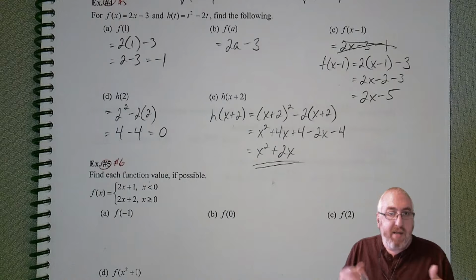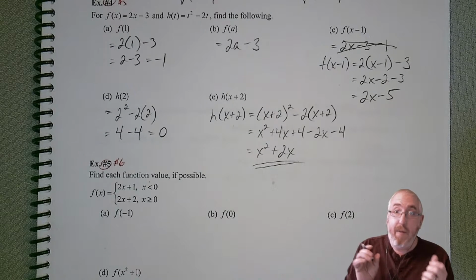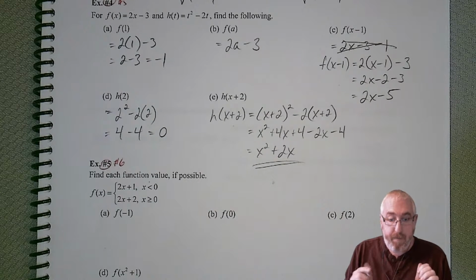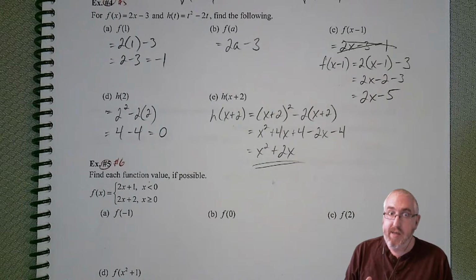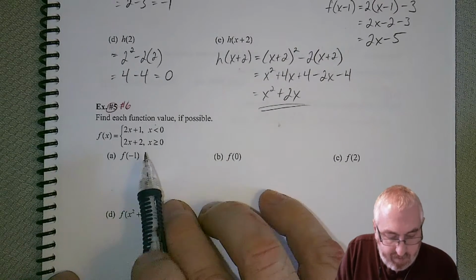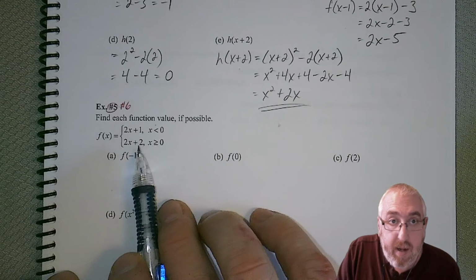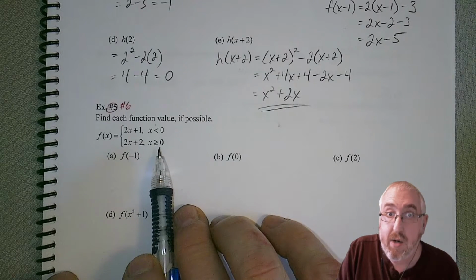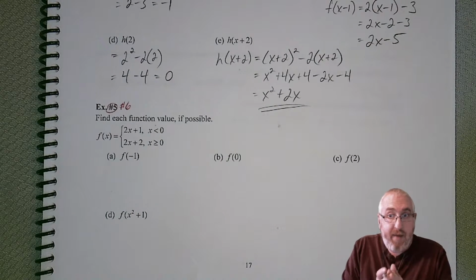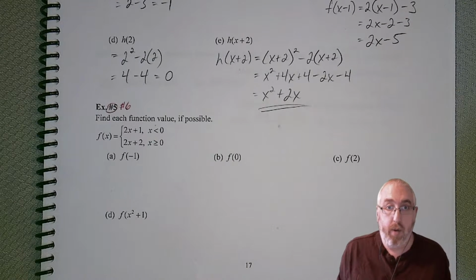So that's some basic substitution in a singular function. Now remember, we also have piecewise functions that look different on different parts of the domain. So how does this process work for those types of functions? Well, we have an example here, 2x plus 1 for x less than 0, and then 2x plus 2 for x greater than or equal to 0. So again, wherever that input is, we have to make sure we apply the right path to answering the question.